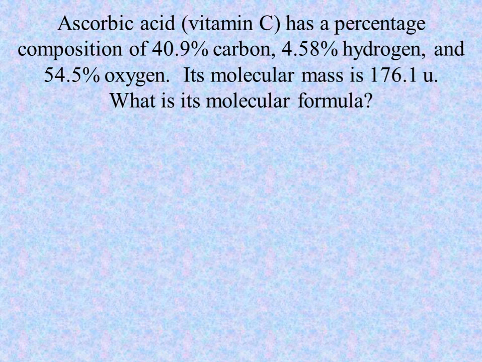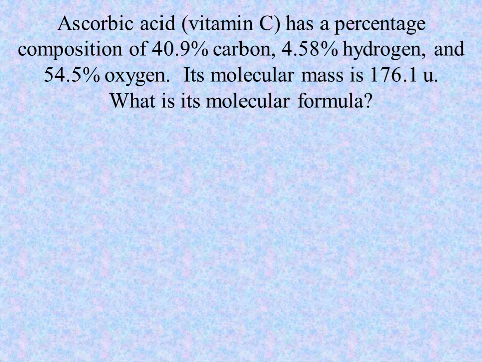So if we consider ascorbic acid, more commonly known as vitamin C, it has a percentage composition of 40.9% carbon, 4.58% hydrogen, and 54.5% oxygen. We're also told that it has a molecular mass of 176.1 atomic mass units. And the question is, what is its molecular formula?